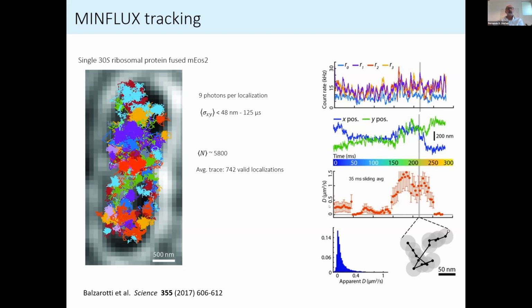So here you see this is useful, for example, to obtain a diffusion coefficient of these proteins at video rate. What you see here is a diffusion coefficient with a 35 millisecond sliding average. So you can see with video rate how this protein diffuses with a certain speed, then they get stuck in some position, and of course you know where they got stuck, then they start diffusing faster, then they get stuck again, and so on and so forth. This kind of data is not possible to obtain with camera-based tracking, for example.